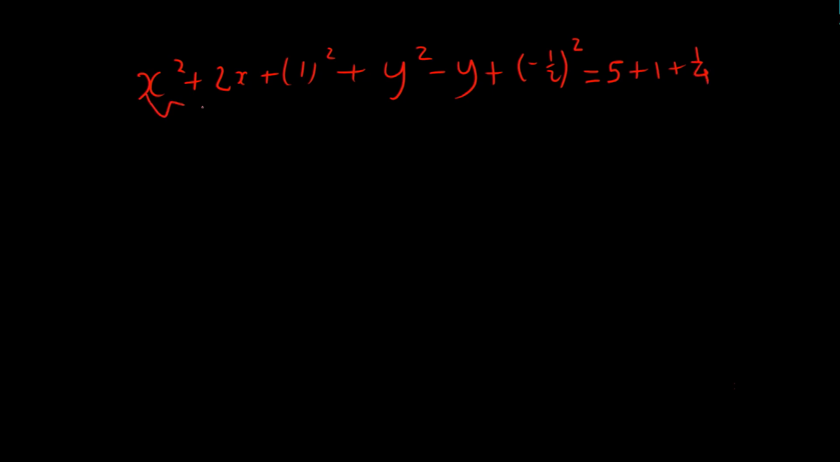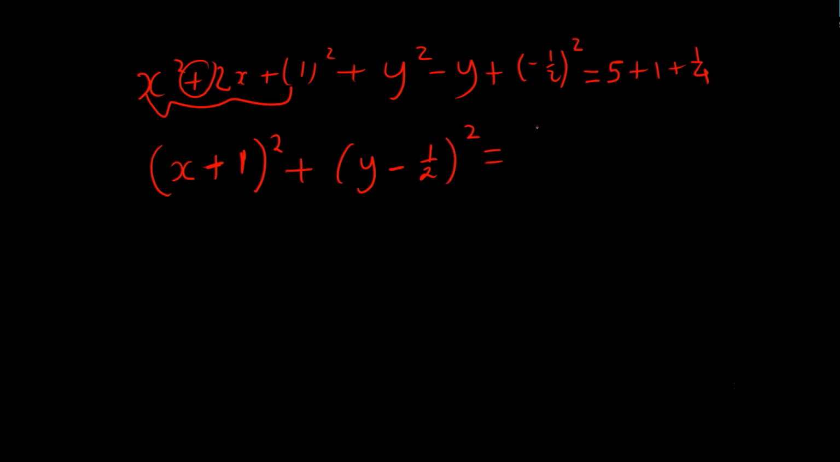So to complete the square with the x terms, we're basically factorizing the terms in x. Square root of x squared is x. I bring down the sign of the middle term, so it's plus, and the square root of 1 squared is just 1. So I end up with x plus 1 squared plus y minus the square root of a quarter, which is just a half. So y minus a half squared is equal to 6 1/4.